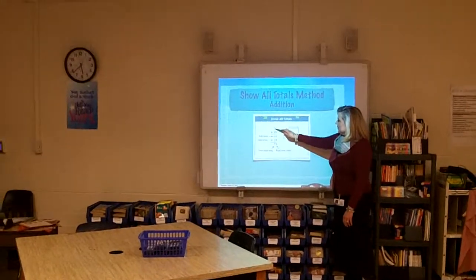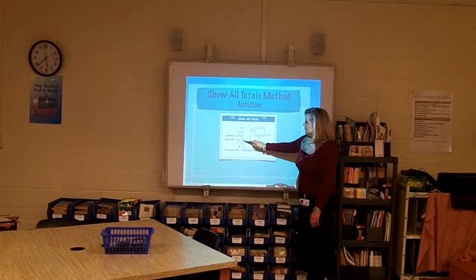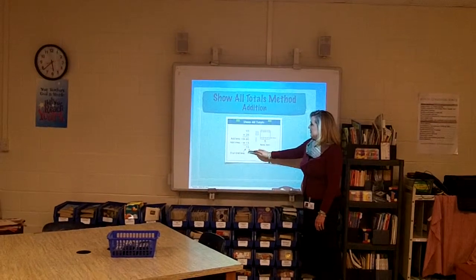Or you can add your tens first. 40 and 20 would be 60. Then add our ones. 5 and 8 is 13. So 60 and 13 is 73.